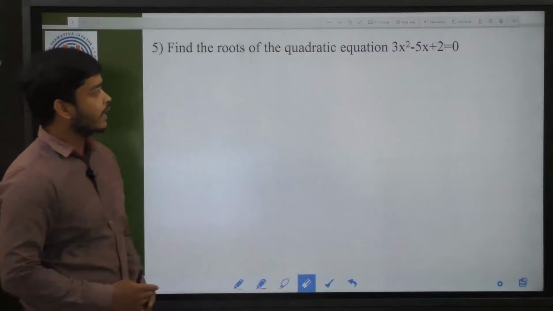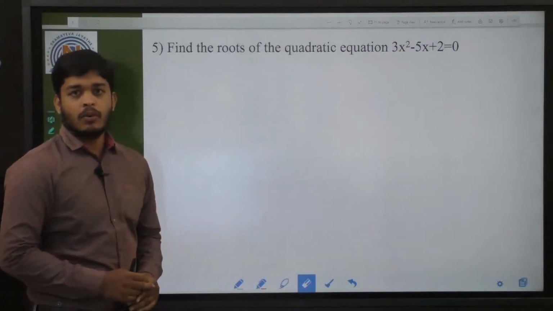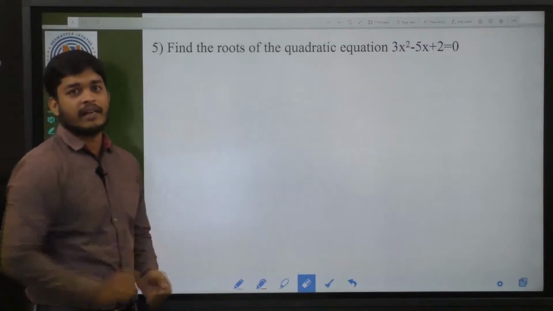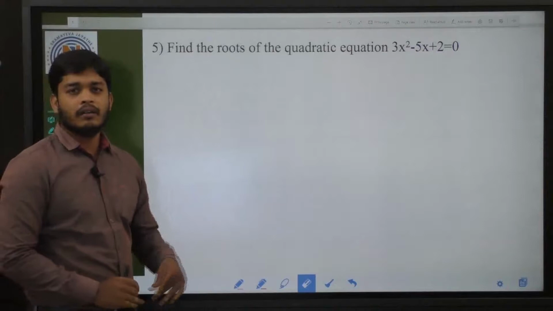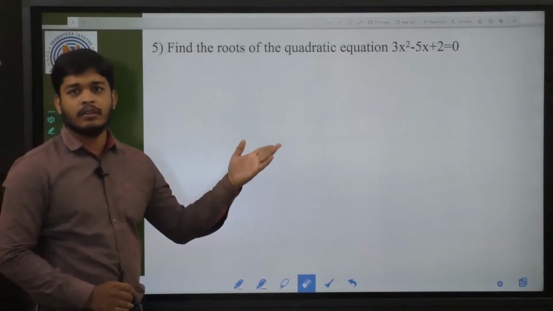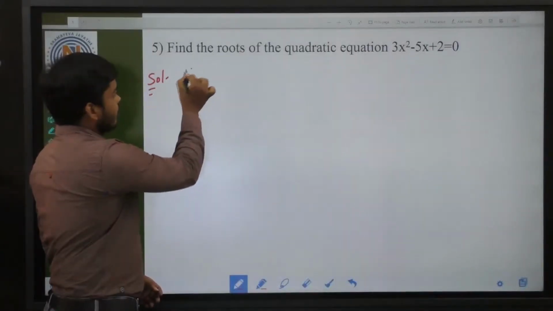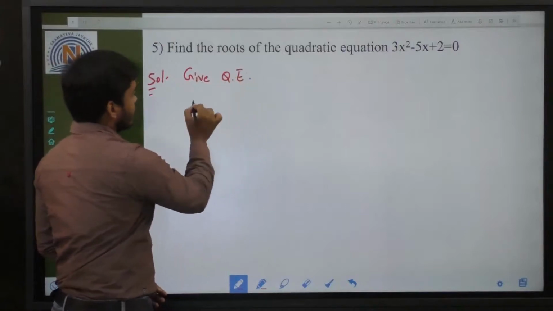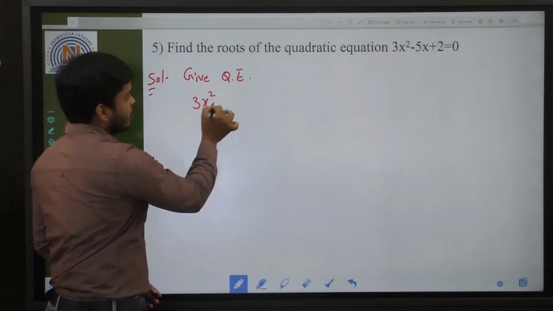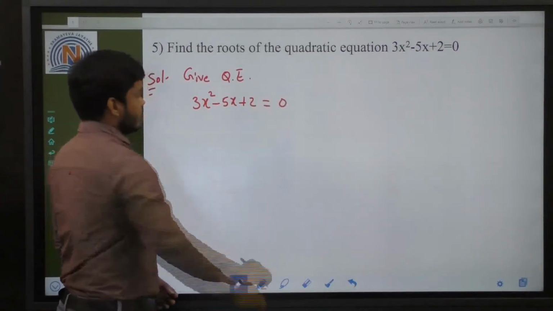Find the roots of the quadratic equation 3x square minus 5x plus 2 equals 0. So what are the roots of the given quadratic equation? You can use the formula or the factorization method. It is a simple equation, that's why I am using the factorization method. The given quadratic equation is 3x square minus 5x plus 2 equals 0.